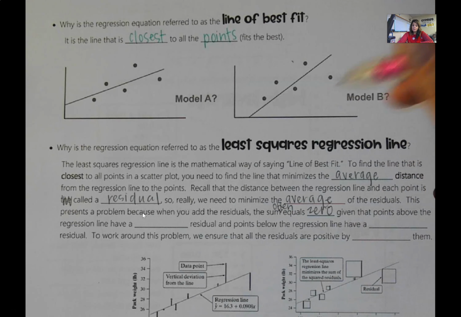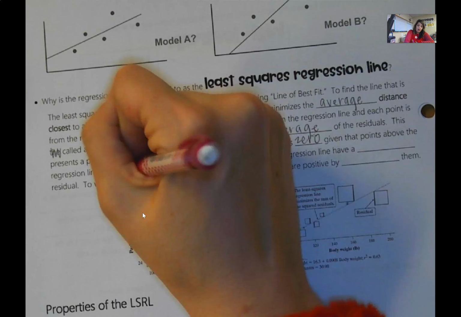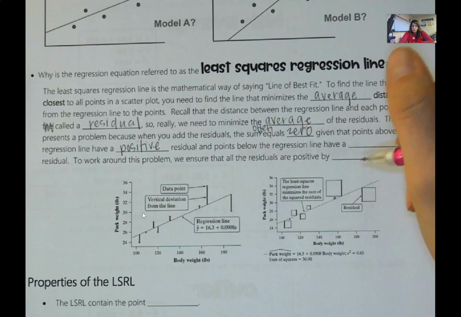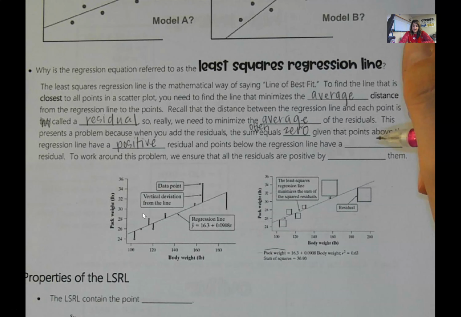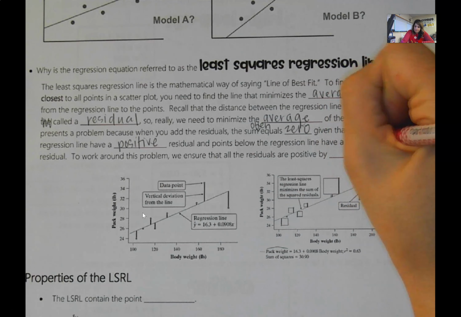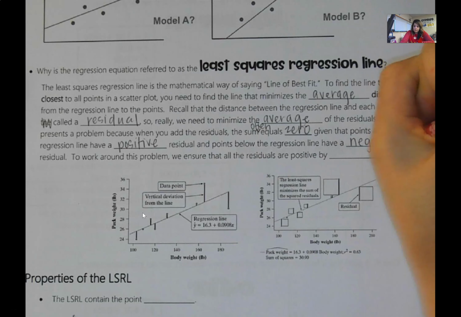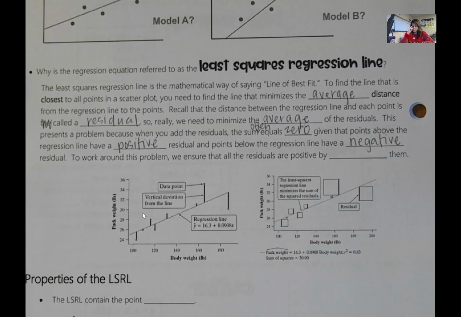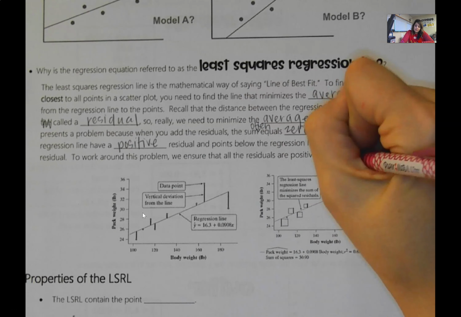This presents a problem because when you add the residuals, positives will cancel out negatives. The reason why is because the points above the regression line have a positive residual, and the points below the regression line have a negative residual. To work around this problem, we ensure that all residuals are positive by squaring them.